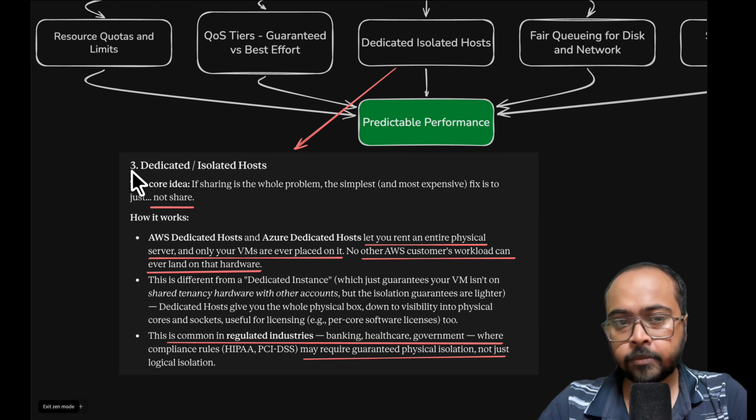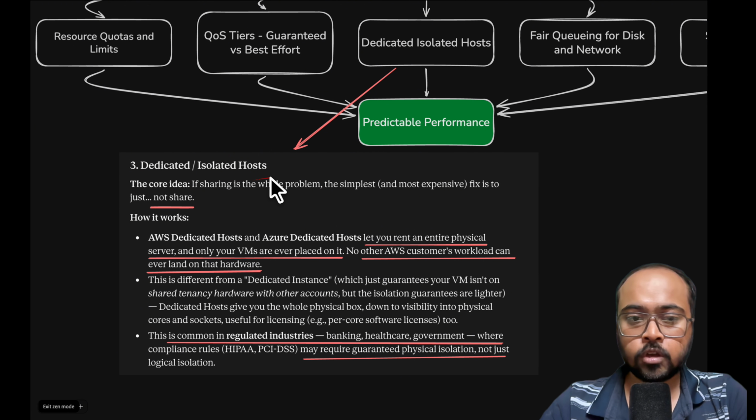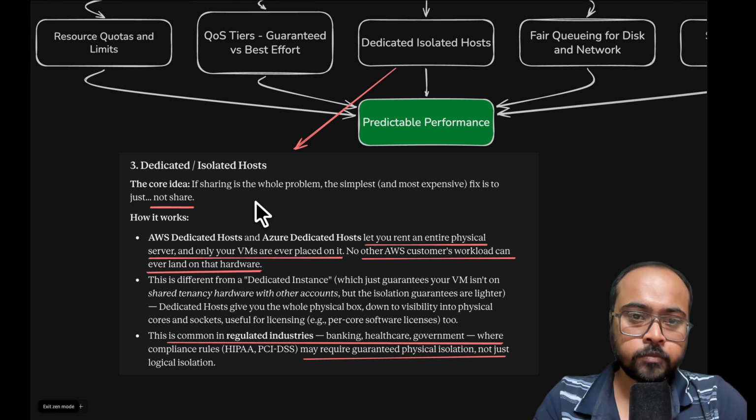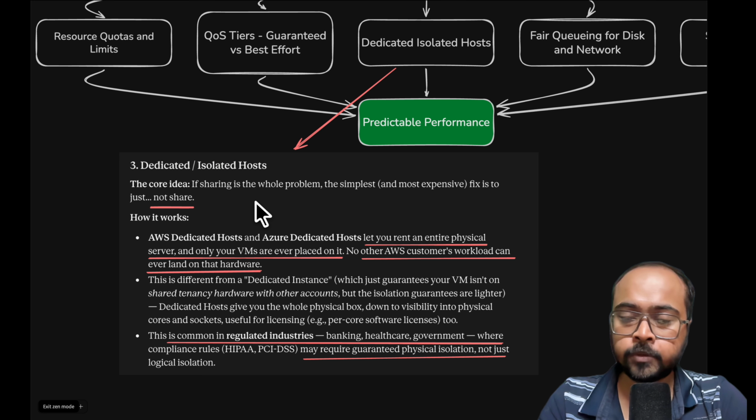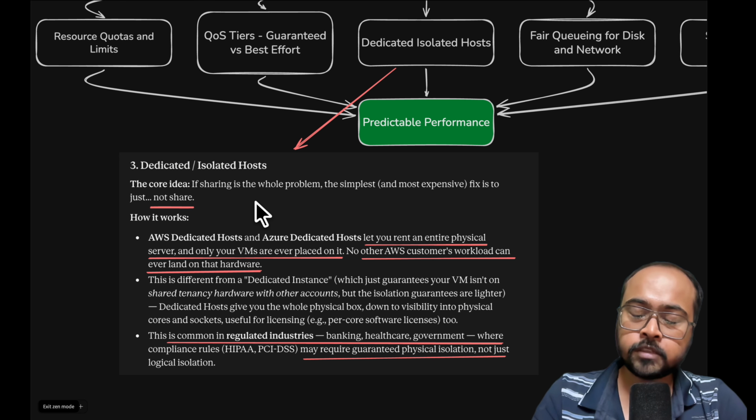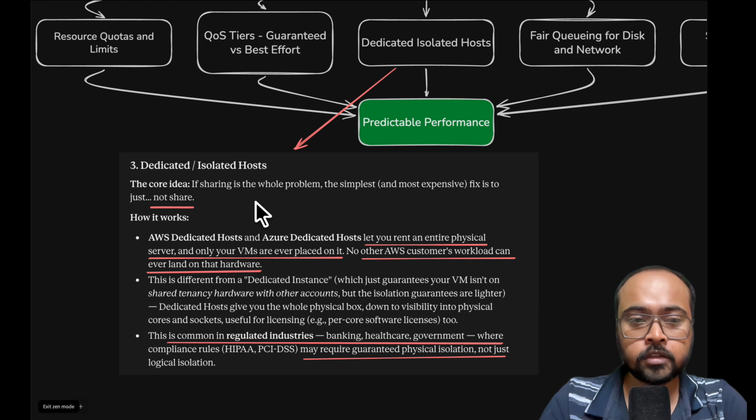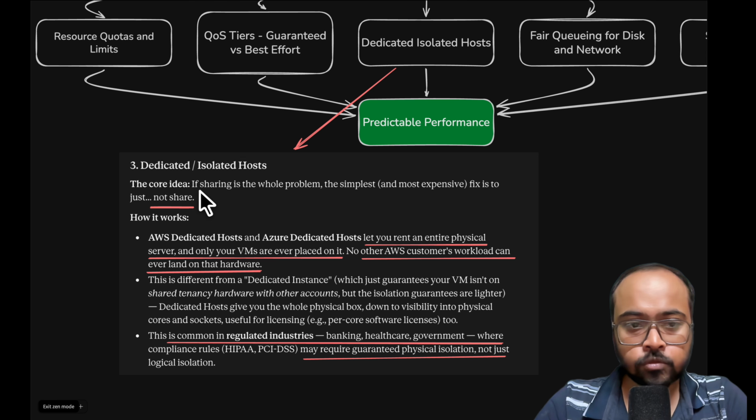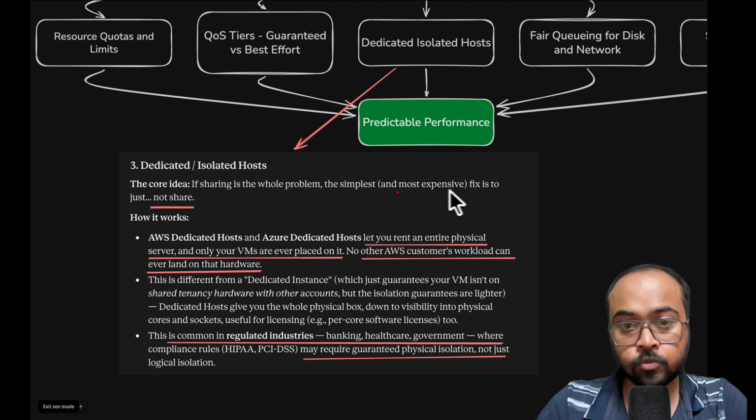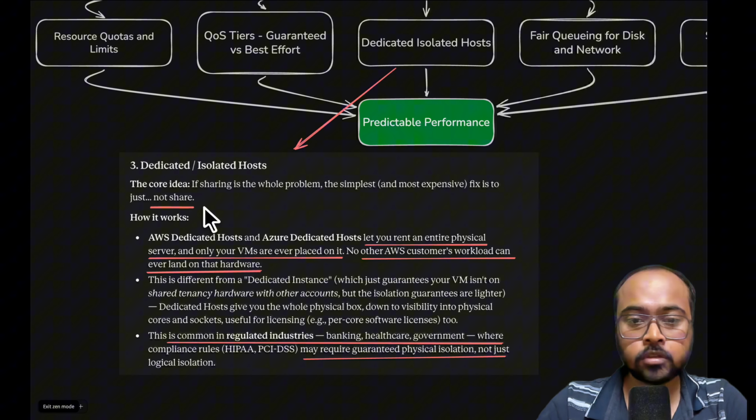Now the next solution they have come up with is the dedicated or isolated host. If you think about the noisy neighbor problem, the root cause is that we are trying to share the resources with multiple clients or multiple tenants. So here the idea is that if sharing of resources is the problem, then the solution is to just not share the resources at all. If sharing is the whole problem, the simplest and definitely the most expensive fix is to just not share. We will not share the resources among the tenants.